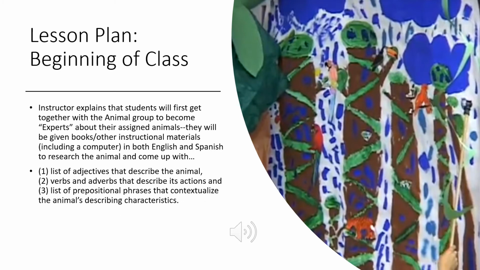1. A list of adjectives that describe the animal. 2. Verbs and adverbs that describe its actions. And 3. A list of prepositional phrases that contextualize the animal's describing characteristics. For example, monkeys found in the canopy, jaguars on the forest floor, etc.